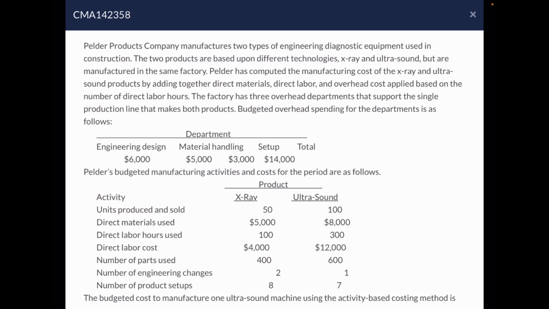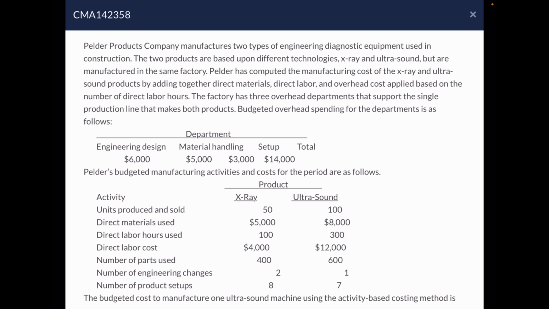Felder Products Company manufactures two types of engineering diagnostic equipment used in construction. The two products are based upon different technologies, X-ray and ultrasound, but are manufactured in the same factory. Felder has computed the manufacturing cost of X-ray and ultrasound products by adding together direct materials, direct labor, and overhead cost applied based on the number of direct labor hours.